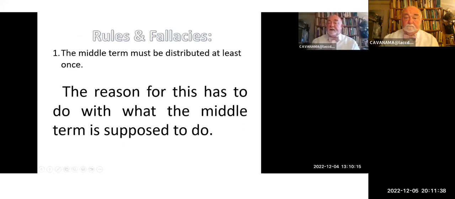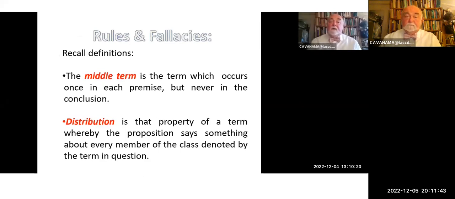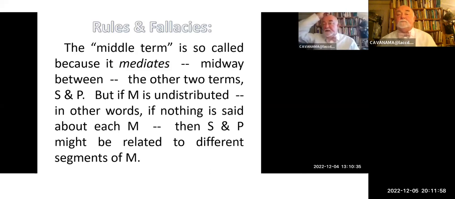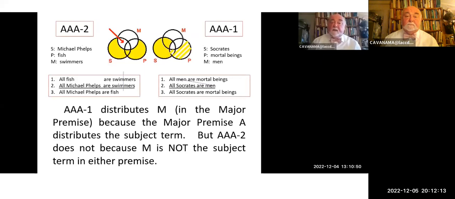The middle term must be distributed at least once. The reason for this has to do with what the middle term does. Our definitions: the middle term is that term which occurs once in each premise, but never in the conclusion. Distribution is that property of a term whereby the proposition using that term says something about each and every member of the class denoted by the term in question. So the middle term is so called because it mediates, it's midway between the other two terms S and P. But if M is undistributed, in other words, if nothing is said about each M, then S and P might be related to different segments of M, not to the same segment.